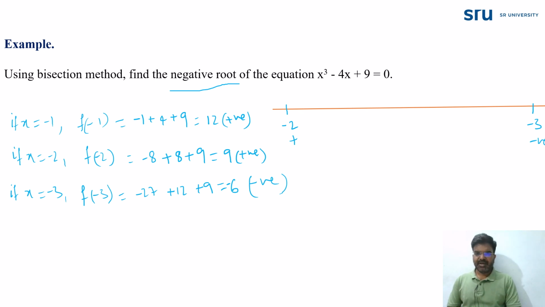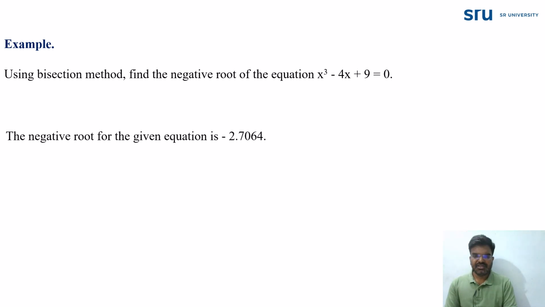Now we can take the midpoint of -2 and -3. That is the first approximation of the root of the function. By using the procedure we have discussed in the previous example, you can find a better approximation of the negative root of this equation. The answer for this problem is -2.7064. You can try this one.